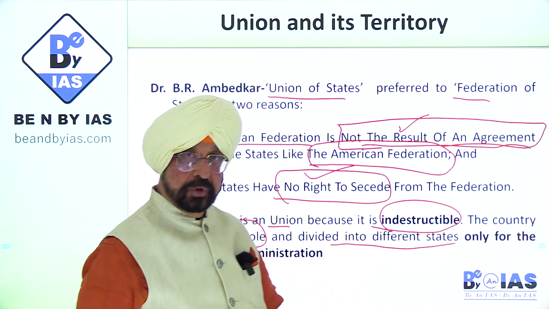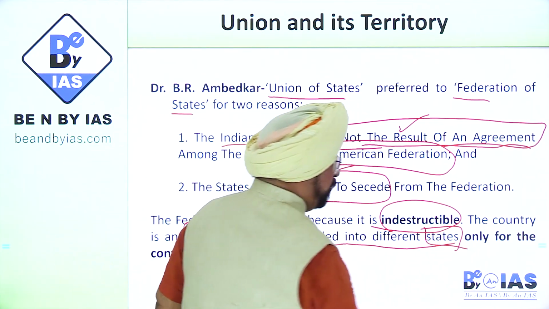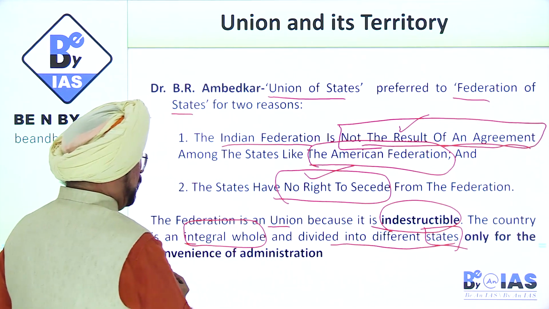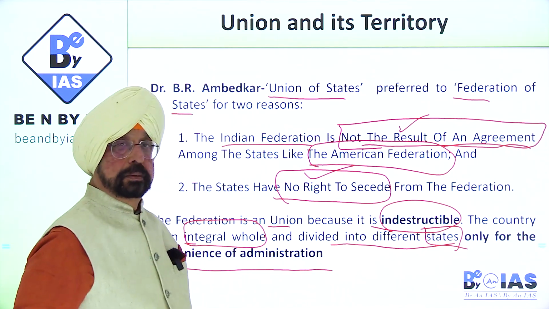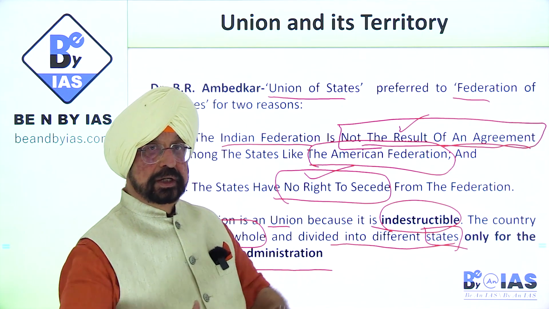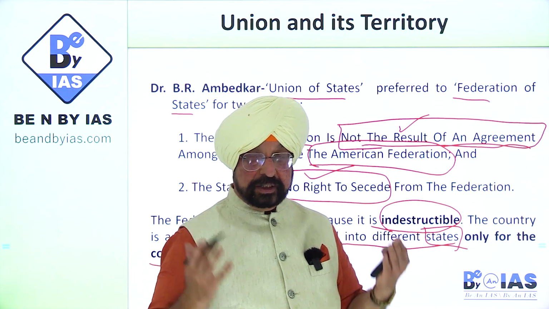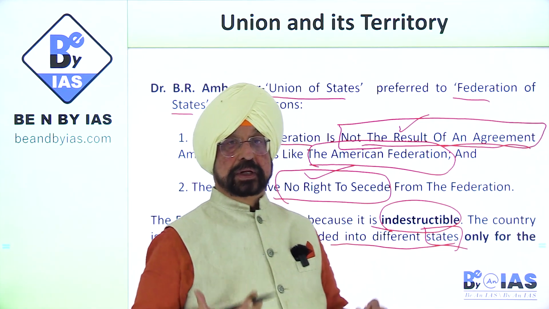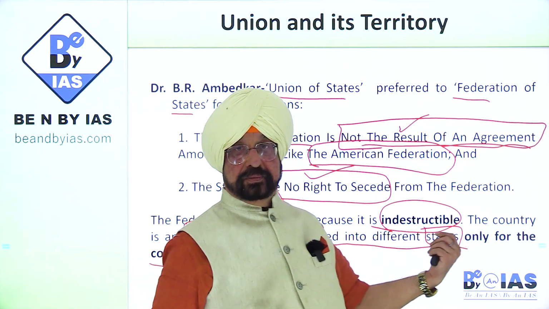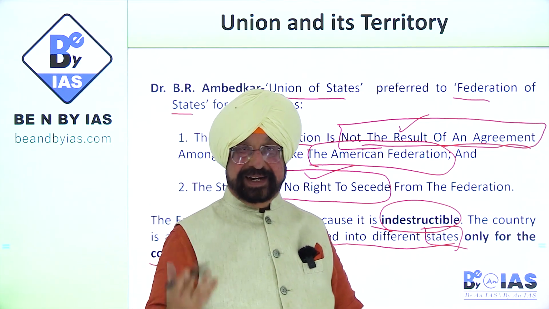What they have now been called are different states. And why are they still called states? Only for the convenience of administration, because we have 28 states and 8 union territories. It's a huge country, so if it is a single unit, it will be very difficult to administer. So for the sake of convenience of the administration, the units have been allowed to be states.